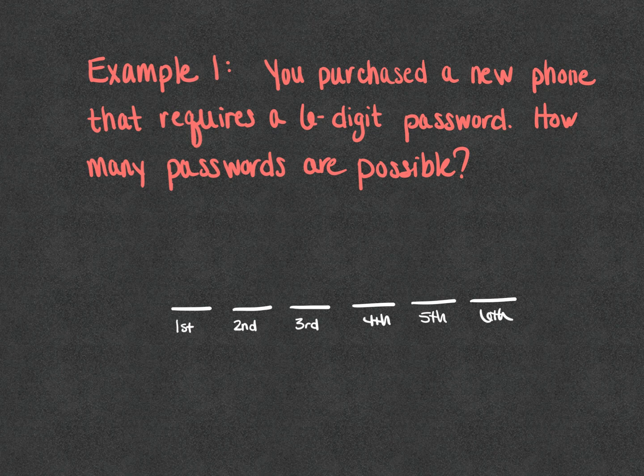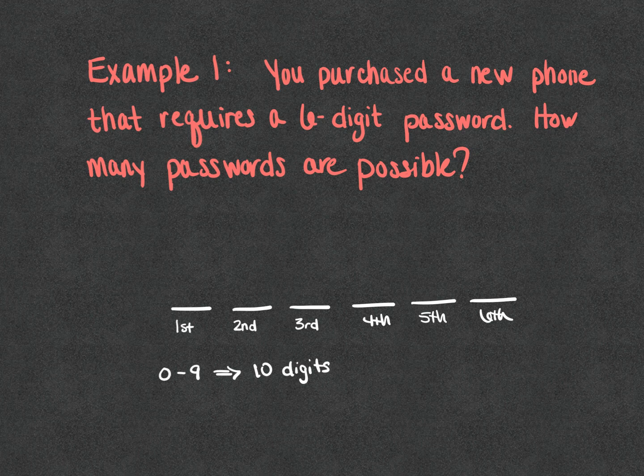Okay? For each one of those spots, I can choose the digit 0 through 9. Now notice that is a total of 10 digits because we are counting the 0. So if you pick up your phone or you go to your computer and count the number keys on your phone or on your keyboard, there are 10 of them.